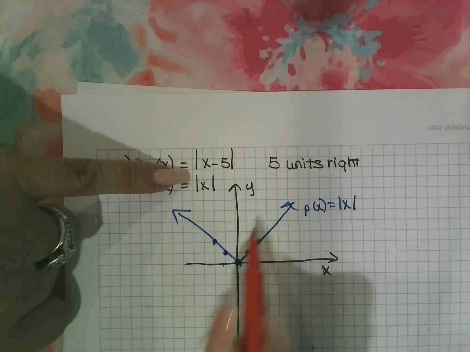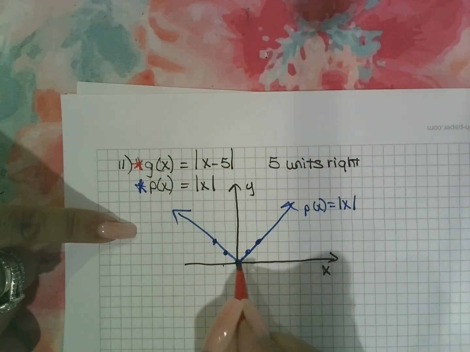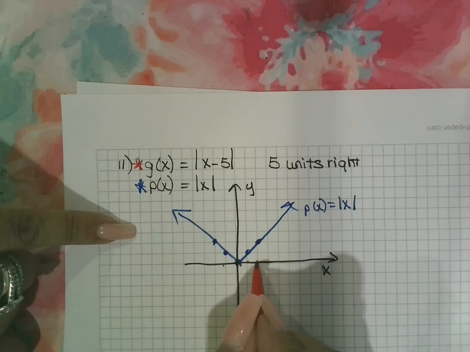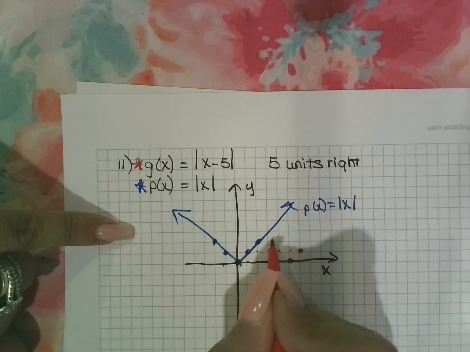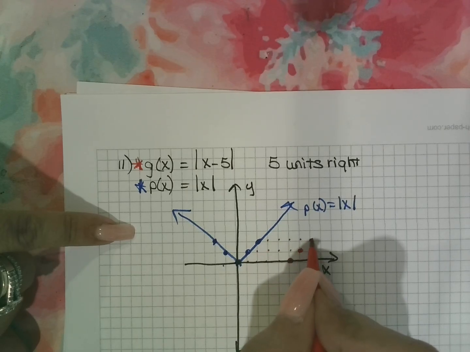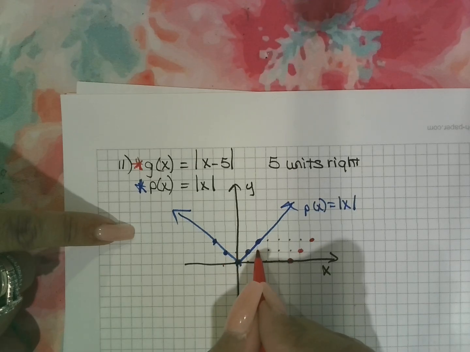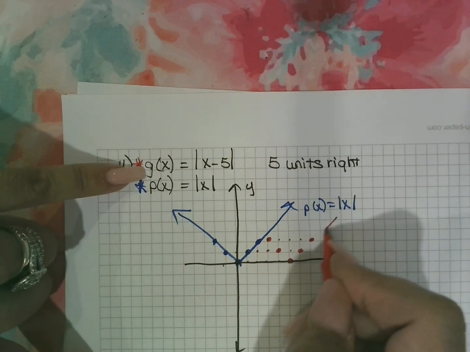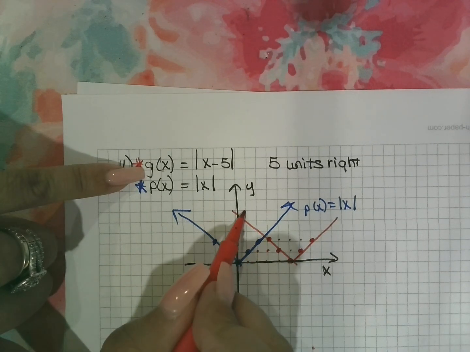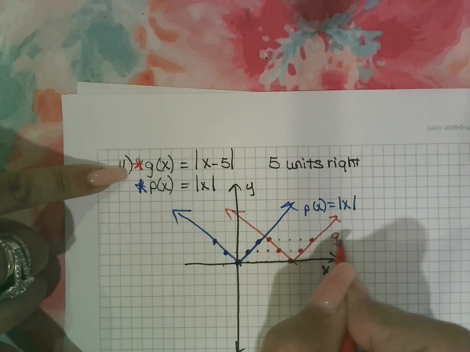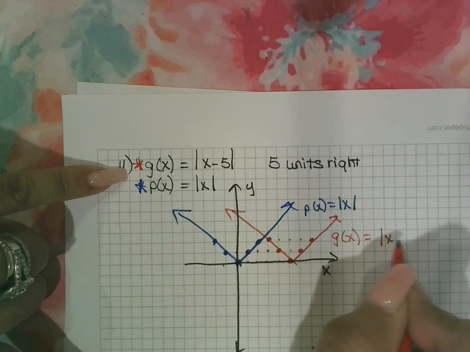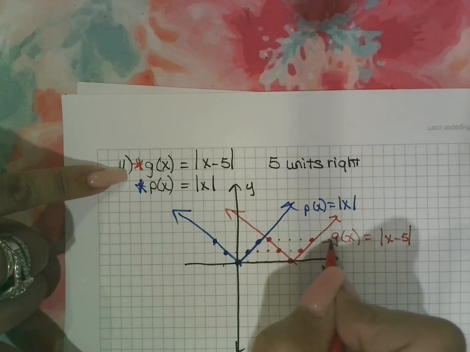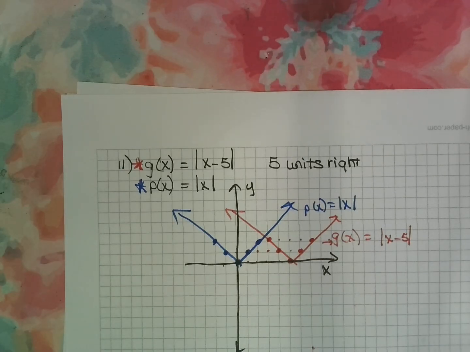The transform function is this function shifted 5 units right. So I'm just going to take a few points and go 1, 2, 3, 4, 5. 1, 2, 3, 4, 5. And I guess you can guess what that one is because of the symmetry. So this one will be g of x equals absolute value of x minus 5. Okay? Awesome.